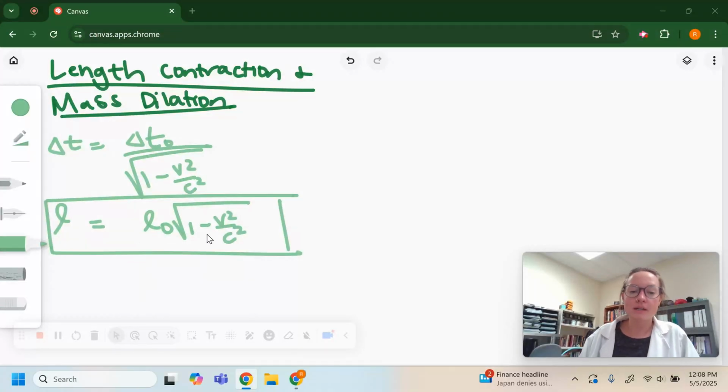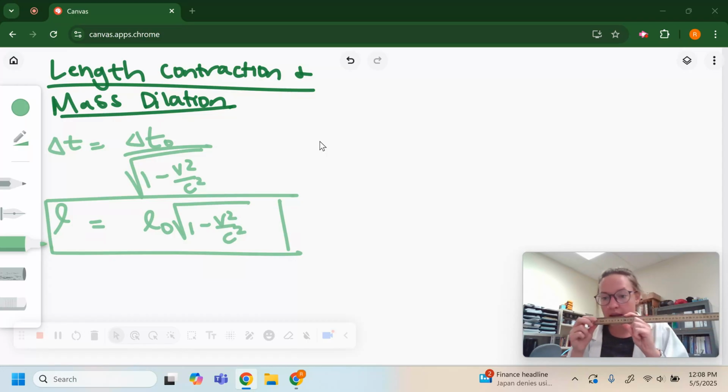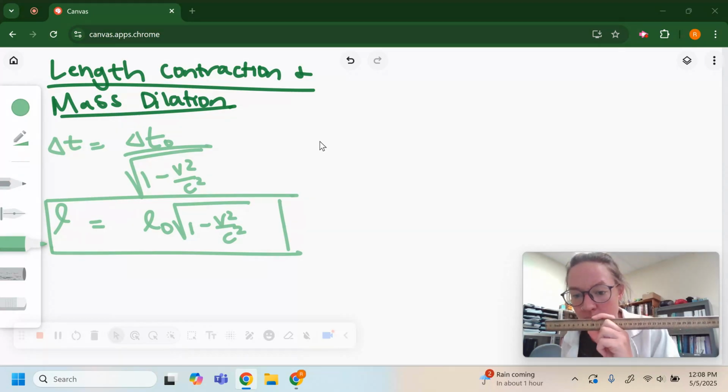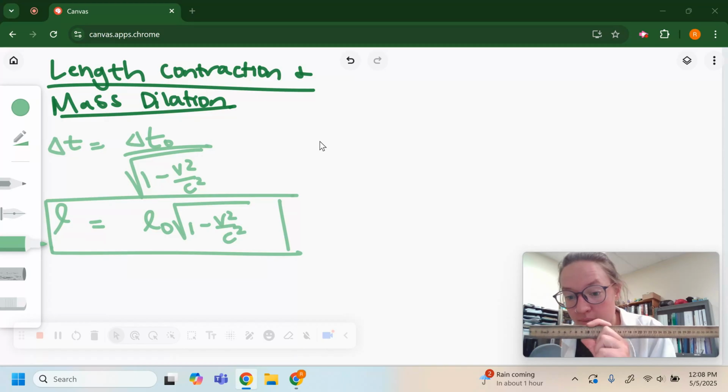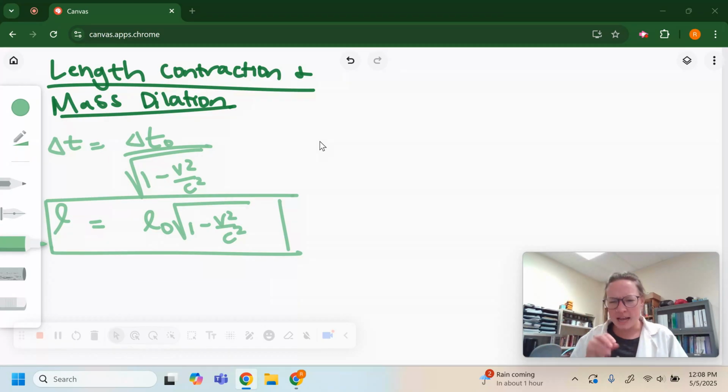But when your speed gets up really, really high, then you actually do really start to see things shrink. If this meter stick is going at 87% the speed of light, this meter stick will be half a meter long. If the meter stick is going at 99.5% the speed of light, then this meter stick will be 10 centimeters long. Now let's be very clear. When I say that this meter stick, when it's going 99.5% the speed of light, is going to be 10 centimeters long, do I mean to say that the meter stick is actually 10 centimeters long?